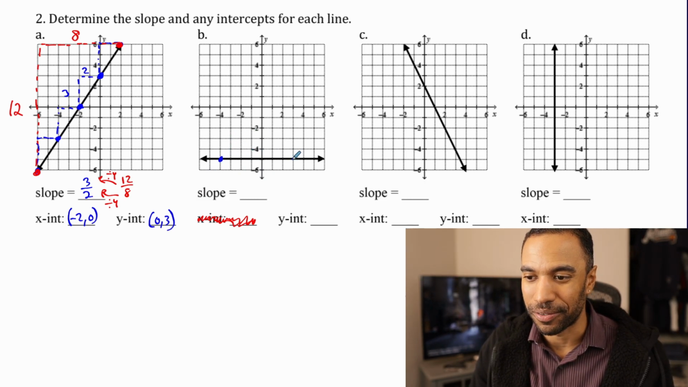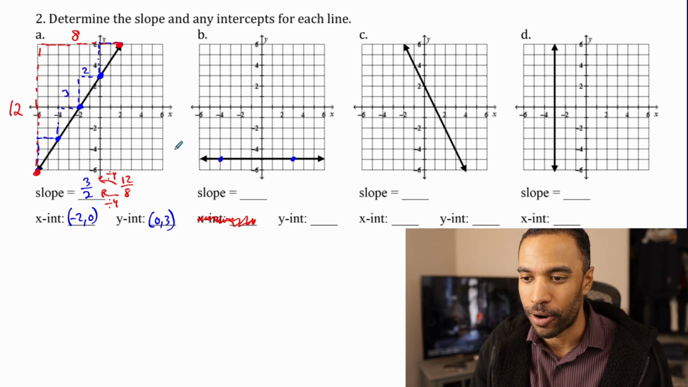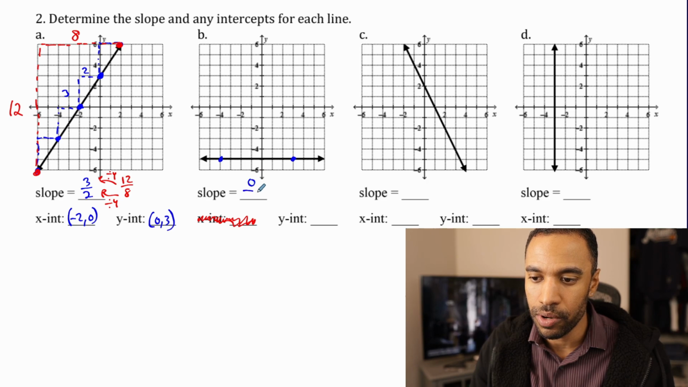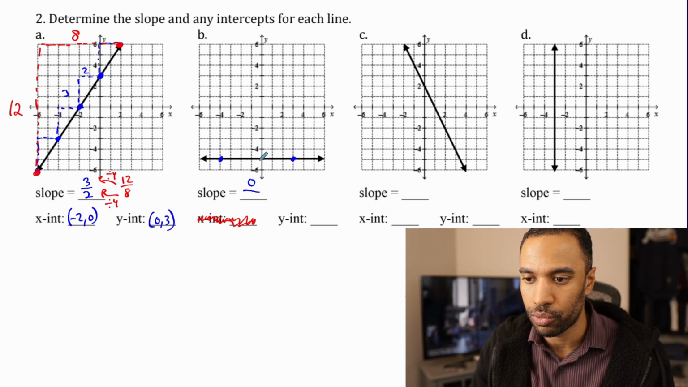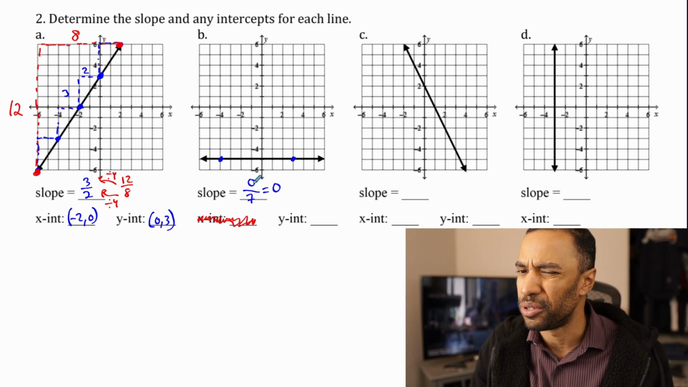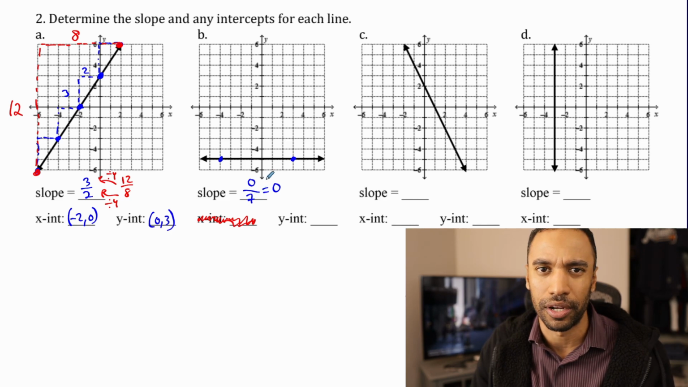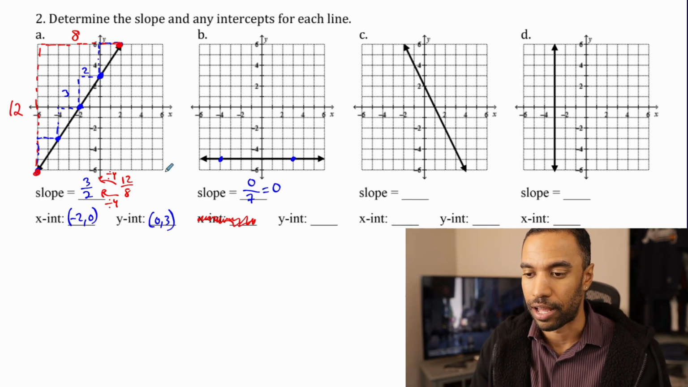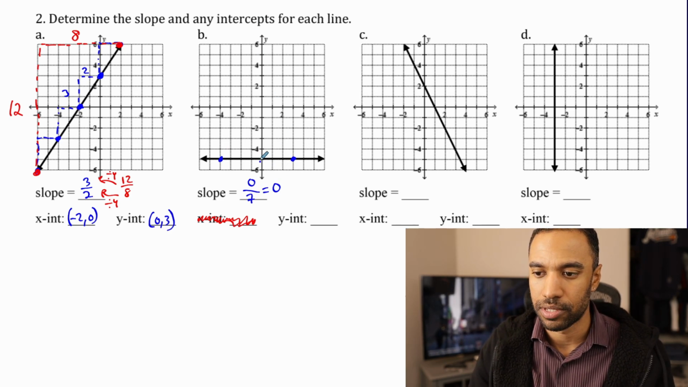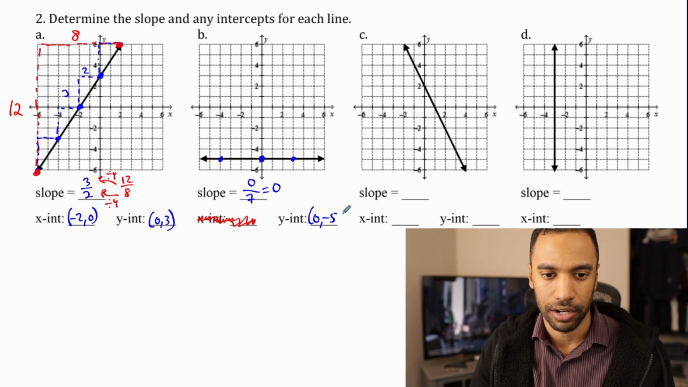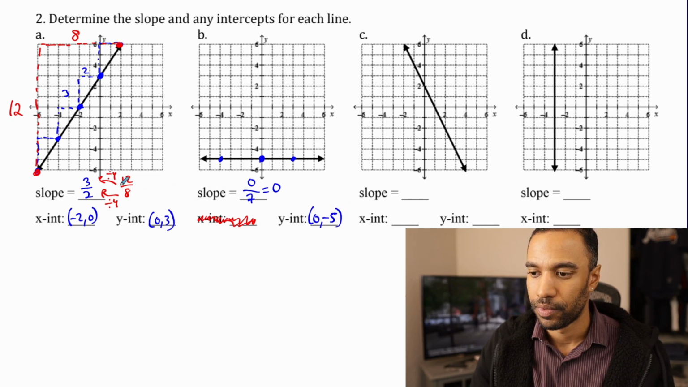I don't really know how much I want to say about this. I've mentioned it before. Horizontal line is a slope of 0. I rise 0, and even here when I run 1, 2, 3, 4, 5, 6, 7, 0 over 7 is still 0. I recommend that you reduce that to 0. You don't leave it as 0 over 7 or 0 over 1 or anything like that. No rise, all run, slope of 0. Flat line. This does have a y-intercept. It does cross at (0, -5). And there you have that problem.